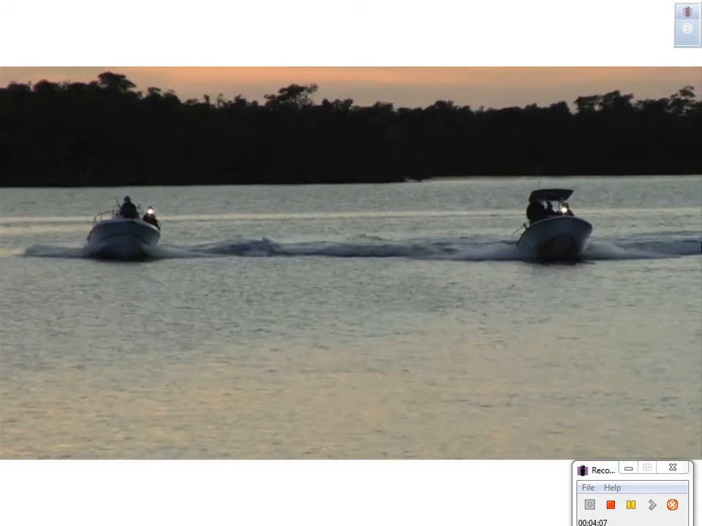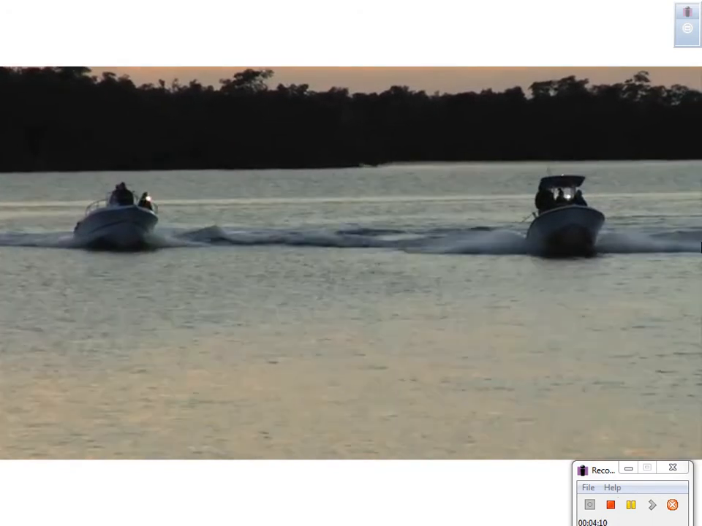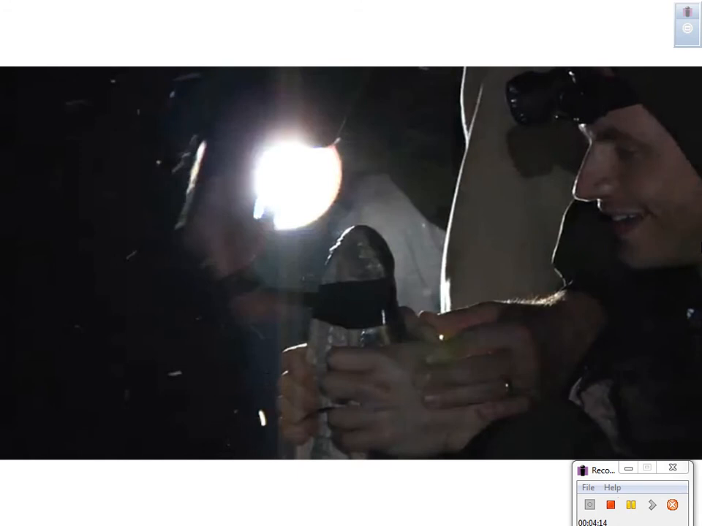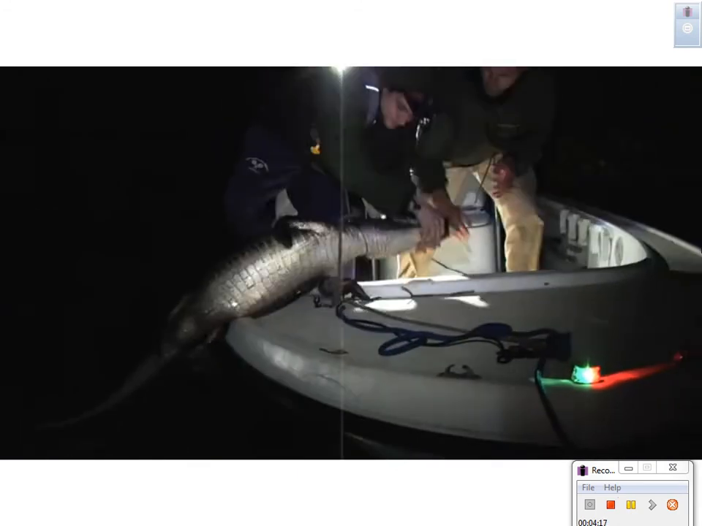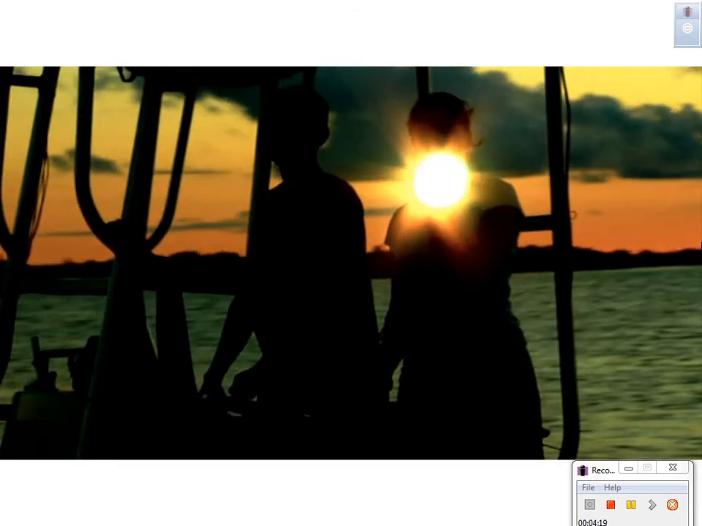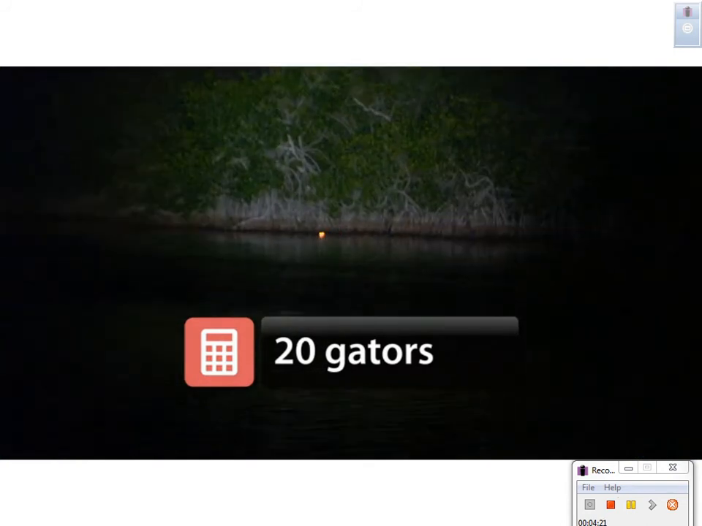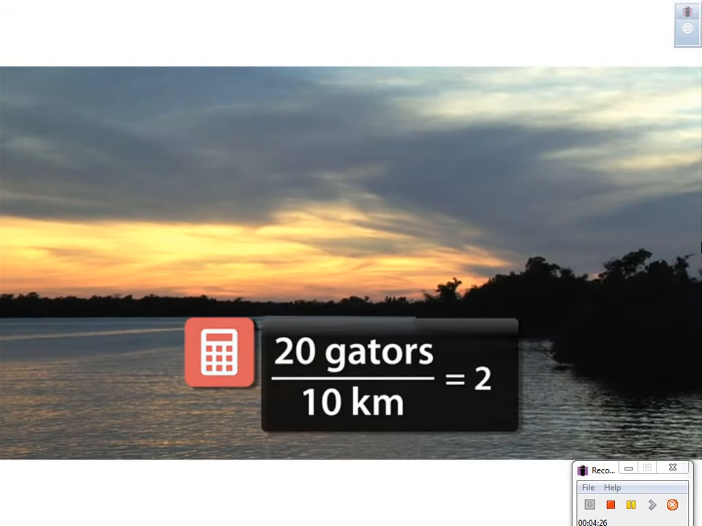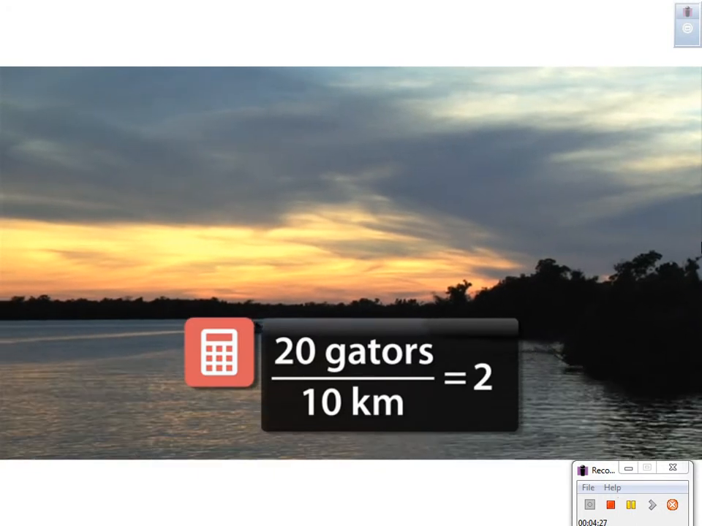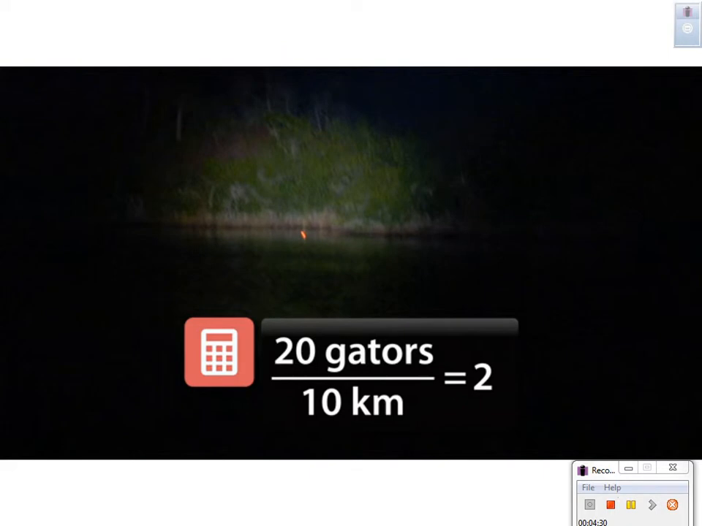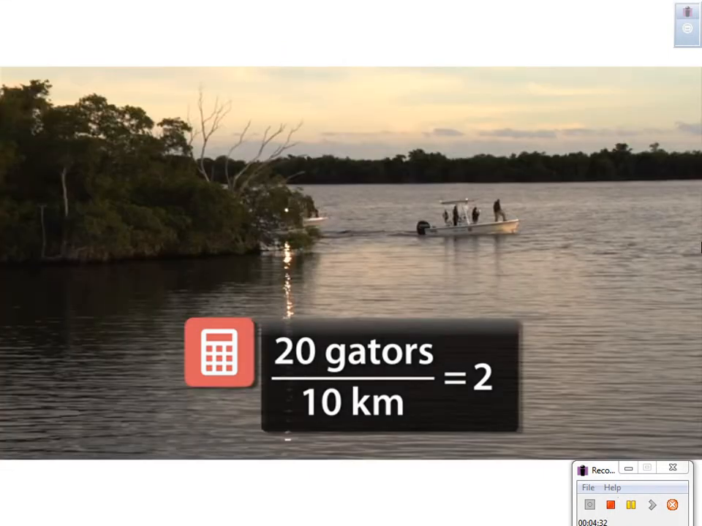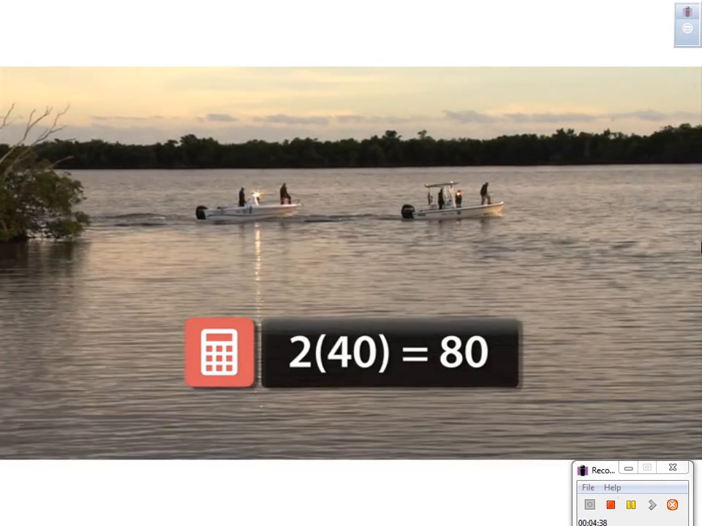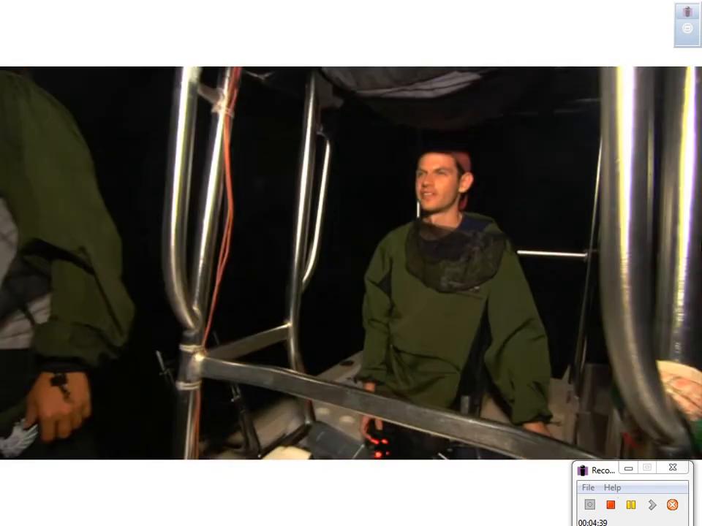Here's how it works. We sampled just part of the river. Tonight, we're going 10 kilometers. For part of our study, we catch alligators to collect important samples. Now let's say we count 20 alligators. We can divide 20 gators by 10 kilometers. That's 2 gators per kilometer of river we sampled. Now, to see how many we probably would see in 40 kilometers of river, we do a quick multiplication, and that's 80 gators. We also use integers to keep track of population decline.